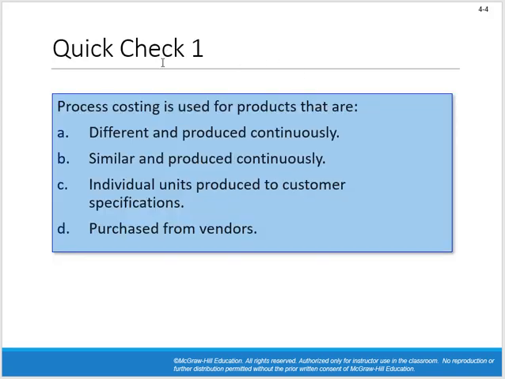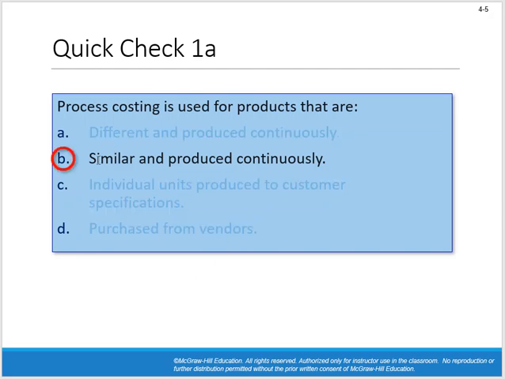Try this quick check. Process costing is used for products that are... I hope you picked B, similar and produced continuously. Each unit of product needs to be homogeneous. Each unit of product needs to be the same and produced on an ongoing basis to use a process costing system.